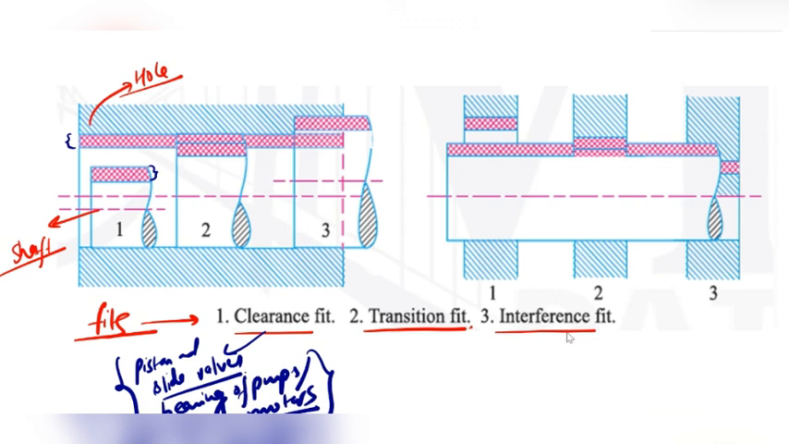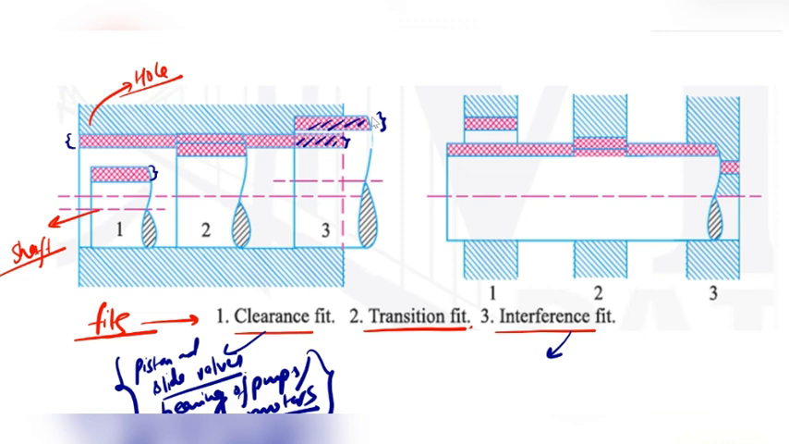Number second fit is the interference fit. What happens in the case of interference fit is that the tolerance zone of the shaft is above that of the hole. So this is the hole and this is the shaft. Shaft size will always be greater than the hole size.